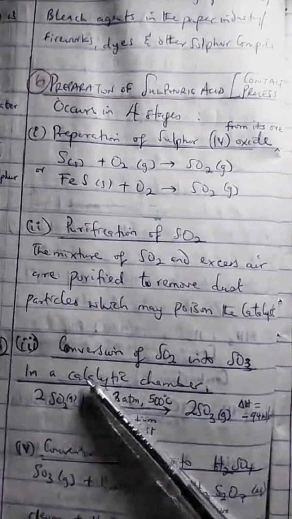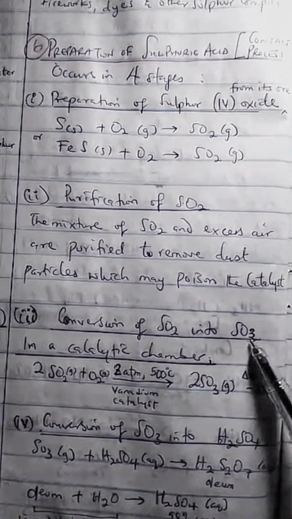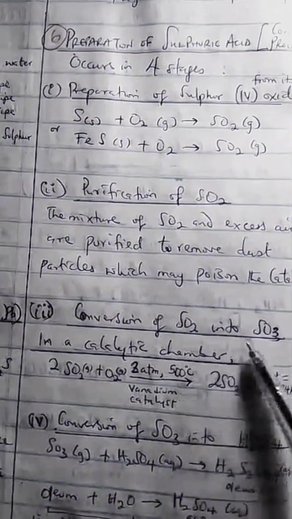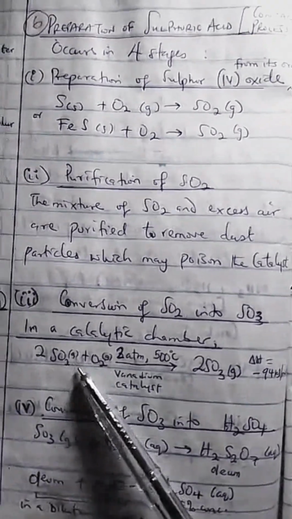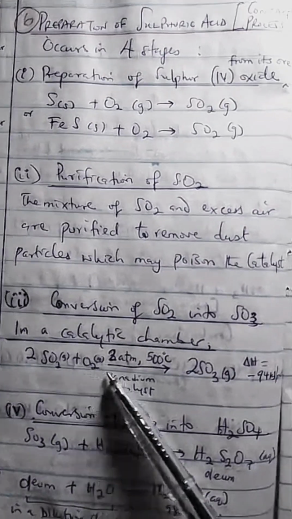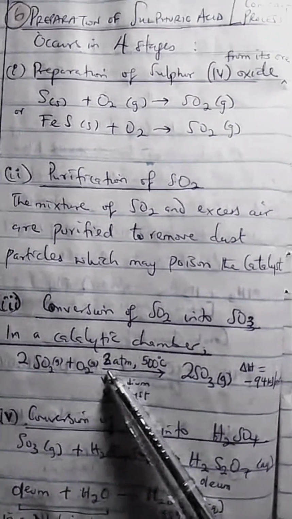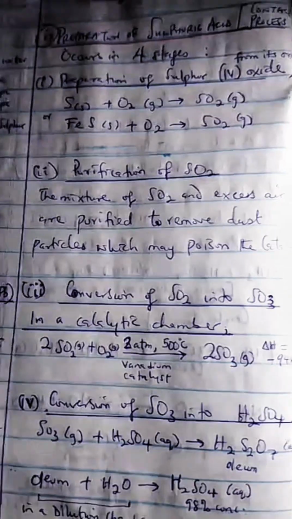The third stage now is the conversion of the sulfur 4 oxide into sulfur 6 oxide, that's SO3, in a catalytic chamber. So in a catalytic chamber, the conversion of sulfur 4 oxide to sulfur 6 oxide is carried out with vanadium catalyst at 3 atmospheres and a high temperature. It's an exothermic reaction.